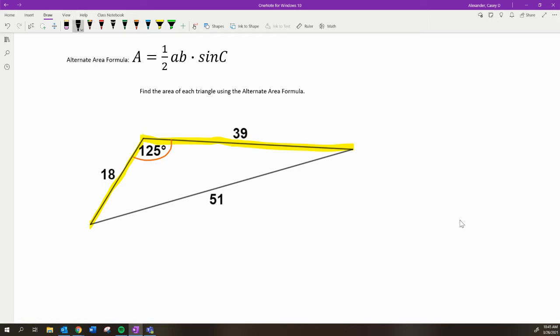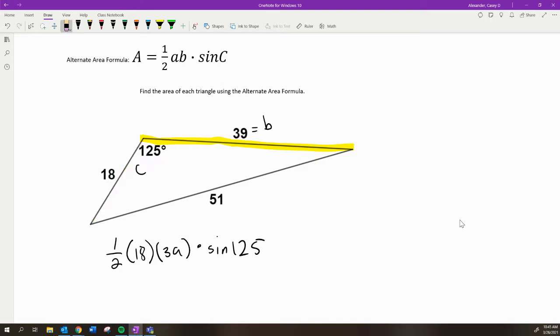You can watch that video if you want, but you can find the area using this alternate area formula where A and B are the two sides that surround the angle, and then C is that angle. So you could find the area of this triangle by doing 1/2 times 18 times 39 times the sine of 125 degrees. We talked about that before, okay?